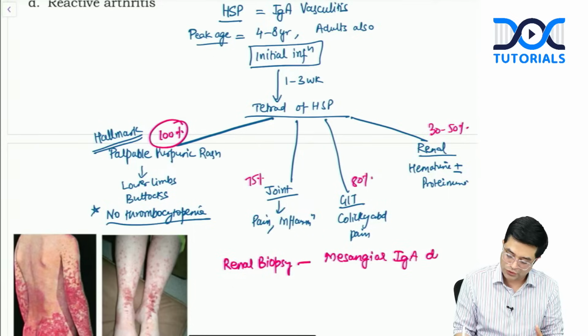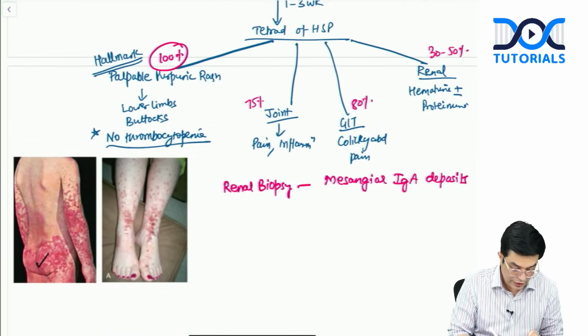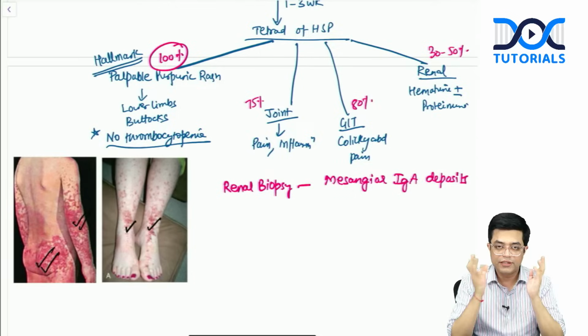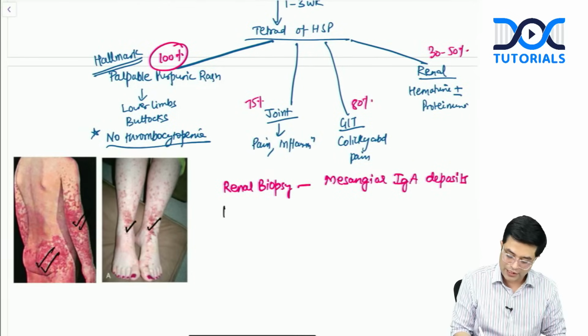तो IgA deposit होता है टिश्यू के अंदर. Look at this rash. Can you see the rash? Buttocks को involve कर रहा है, pressure points को involve कर रहा है, lower limbs को involve कर रहा है. Usually face is not involved and upper trunk is usually not involved. And treatment in most of these patients is supportive.